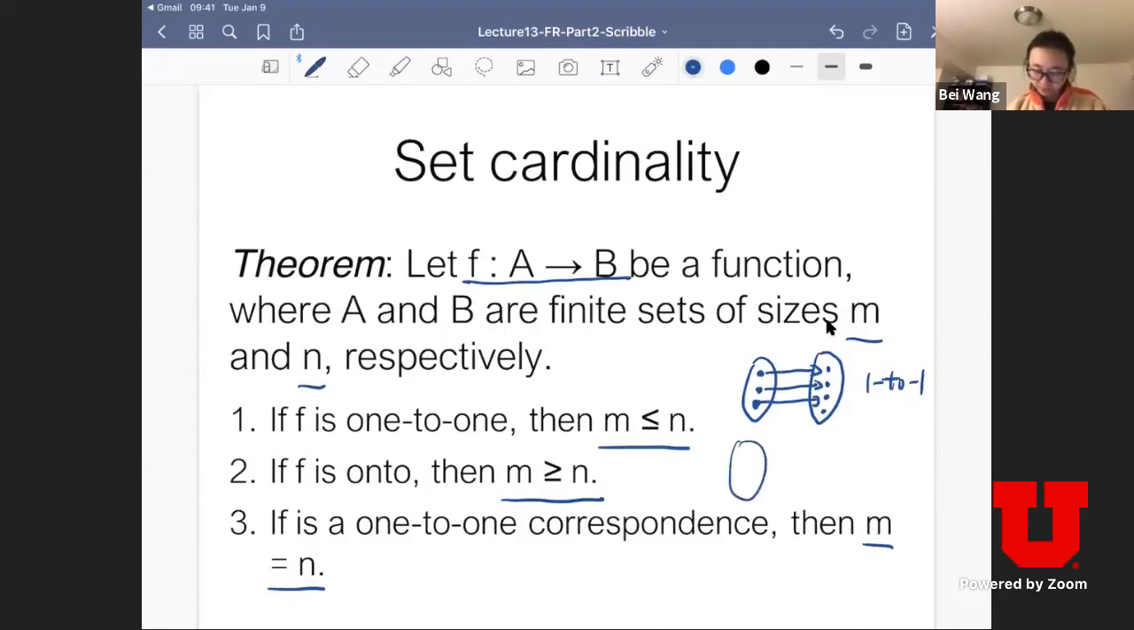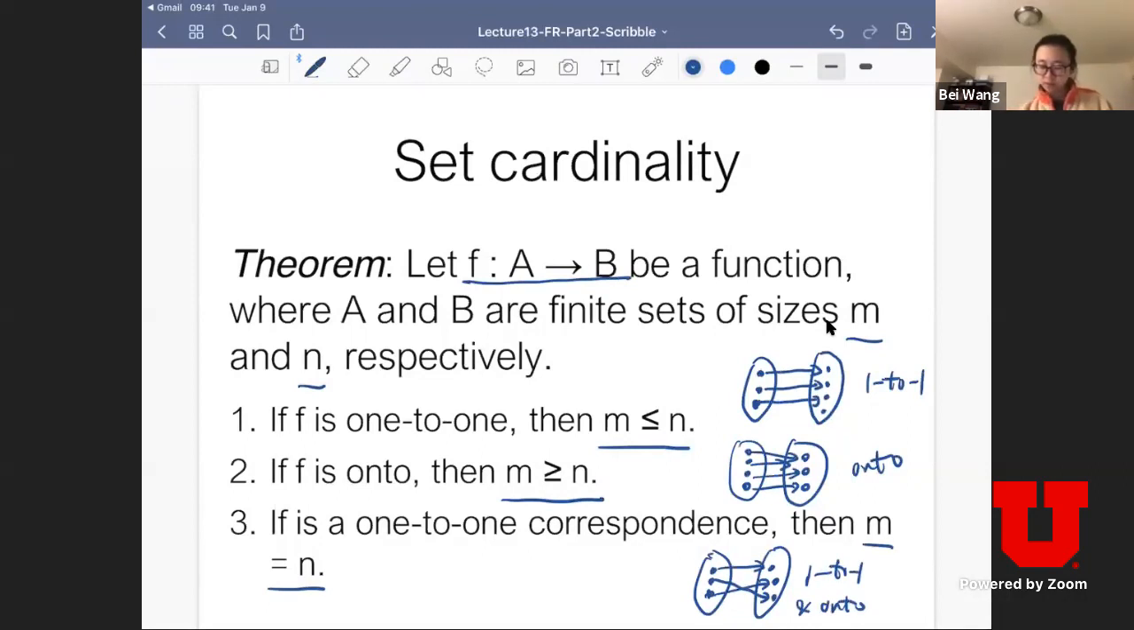What is onto? On the left-hand side there are 4 elements, on the right-hand side there are 3 elements, where the first 2 elements on the left-hand side map to a single element on the right. So in this case, the size of the set on the left is bigger or equal to the size of the set on the right. And if it's a one-to-one correspondence, which means it's a bijection, one-to-one and onto, then the size on the left is equal to the size on the right.